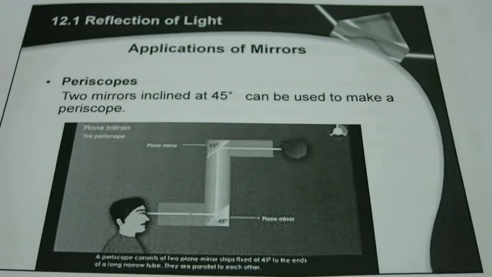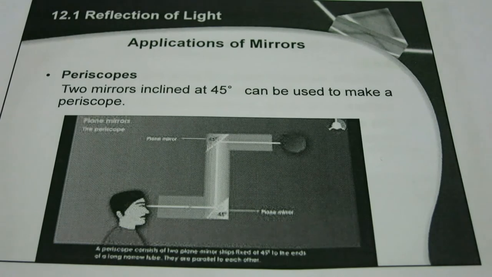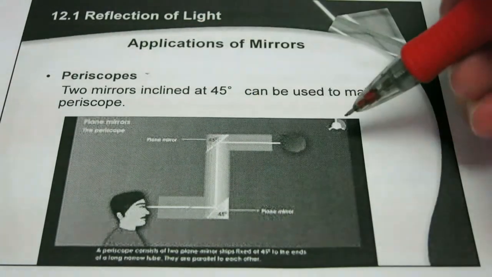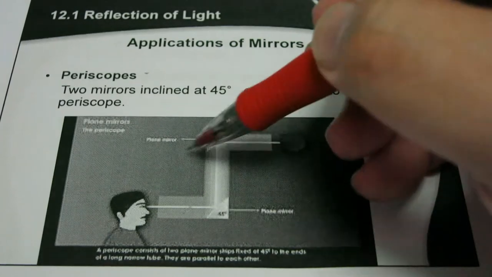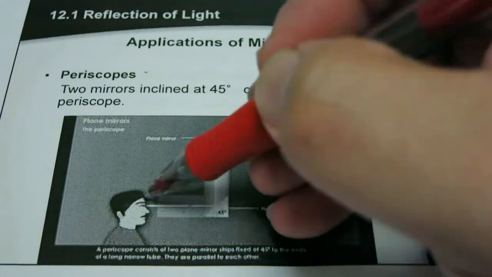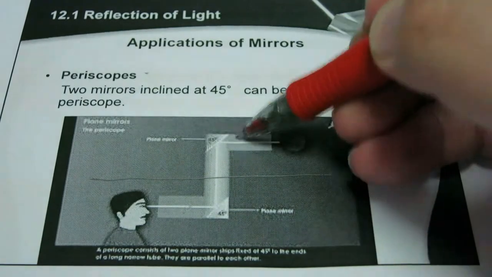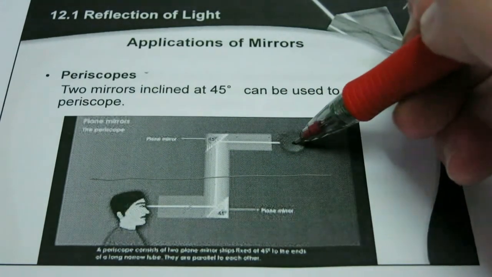Some other examples: periscopes, such as in submarines, also use mirrors. It allows you to actually see above your eye level. So while submarines are underwater, you can see above the sea level to see any boats on top or whatever.